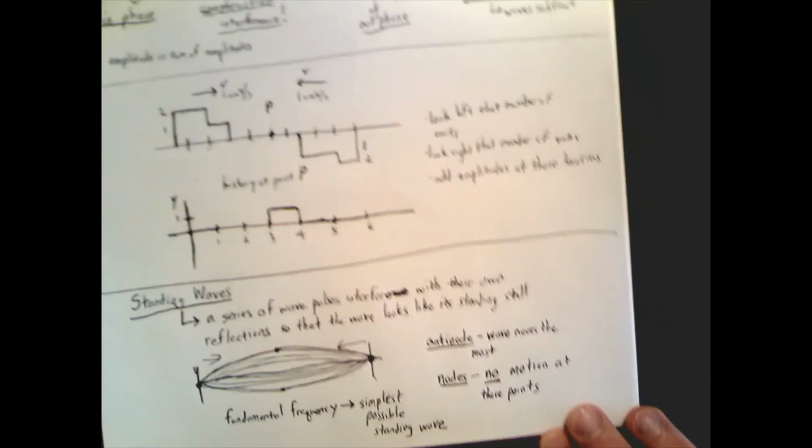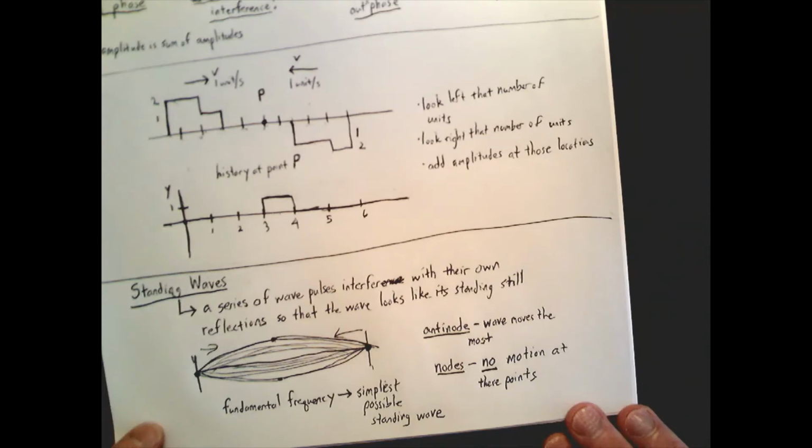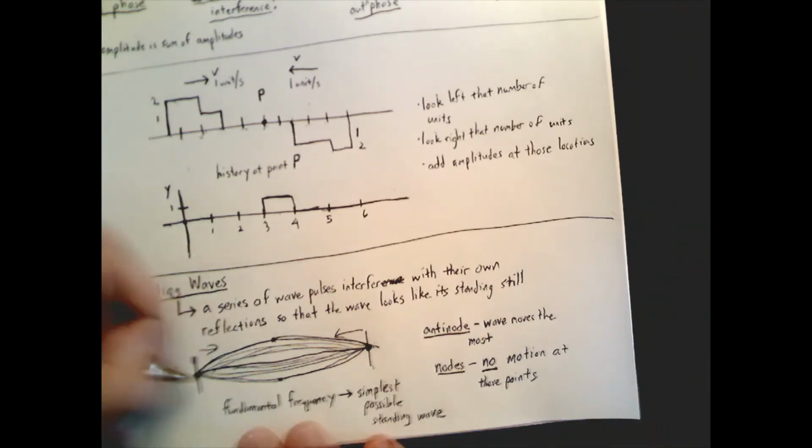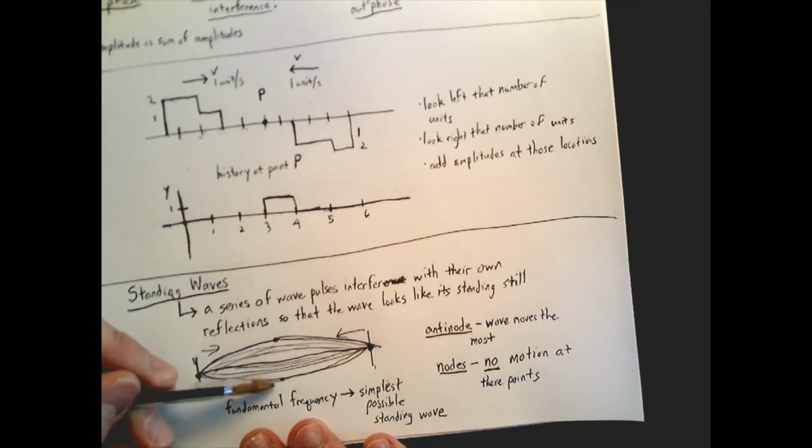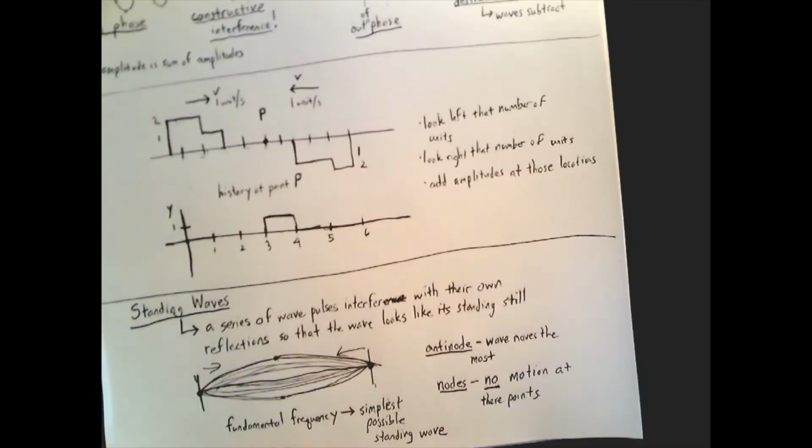So a standing wave is a wave that alternates between regions of no motion, nodes, and antinodes, regions of maximum motion. And what happens is the wave just bobs up and down between these two values here, and the nodes stay completely fixed.